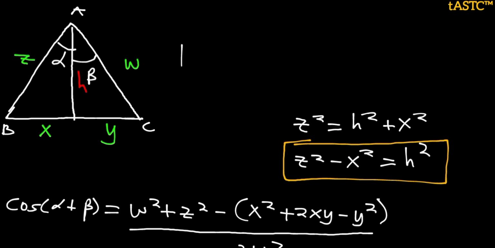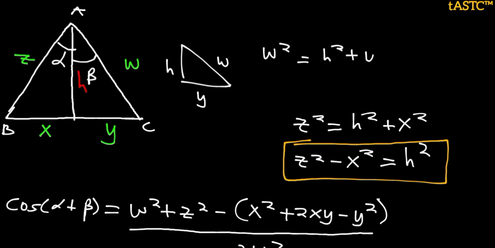What if I made this other the right angle triangle? This is h, this is y, and this is the w. Now we know that w squared is going to be equal to h squared plus y squared. So if I took this to the other side, I'm going to have the h squared. So w squared minus y squared is equal to h squared. So I need to hold that also at the back.